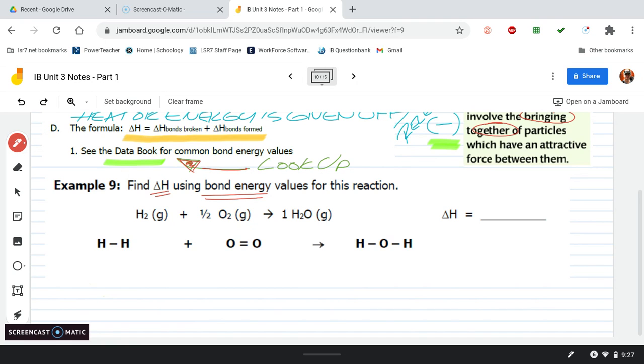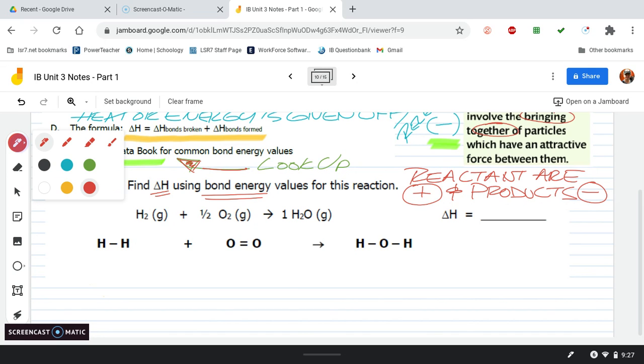That our reactants are going to be positive, and then products are going to be negative, and you have to apply that sign. Okay, so you have to actually put the sign in.